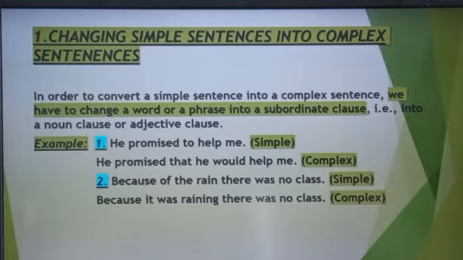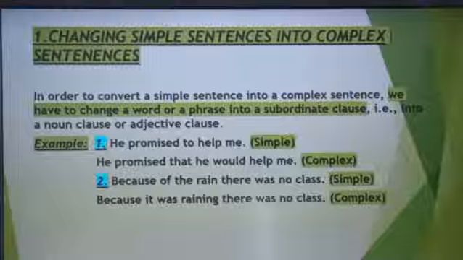Next we'll see changing simple sentences into complex sentences. In order to convert a simple sentence into a complex sentence, we have to change a word or a phrase into a subordinate clause, that is, into a noun clause or an adjective clause. Example: he promised to help me. This is a simple sentence. How do we convert it into complex? He promised that he would help me.